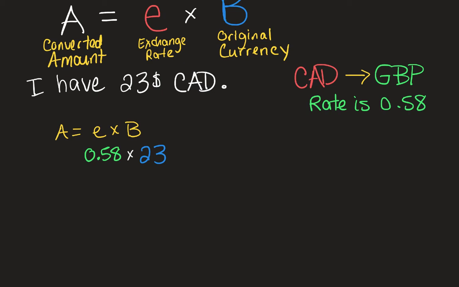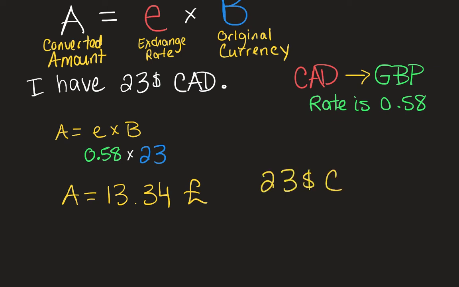is our number going to grow or is it going to shrink? If we're multiplying by something less than 1, it's going to make the number smaller, our outcome number, right? So in this case, the number that I got was 13.34 pounds sterling. So that would mean that $23 Canadian would be equivalent or the same as 13.34 pounds sterling in England.